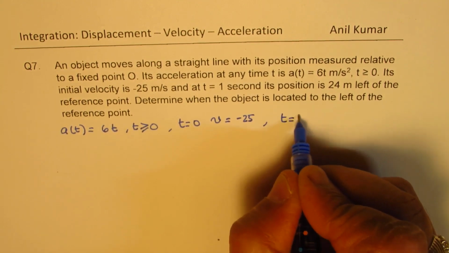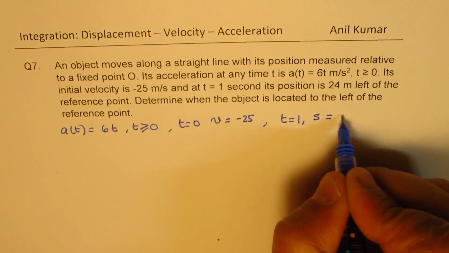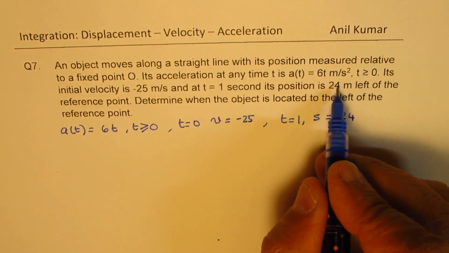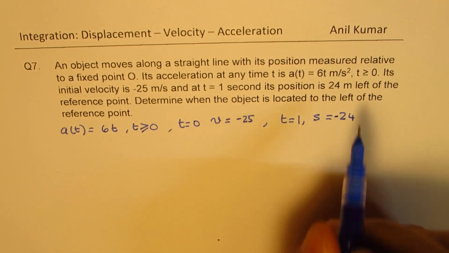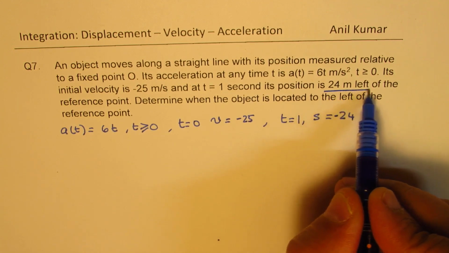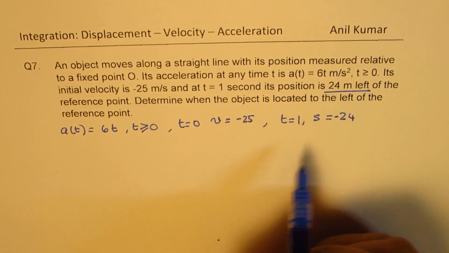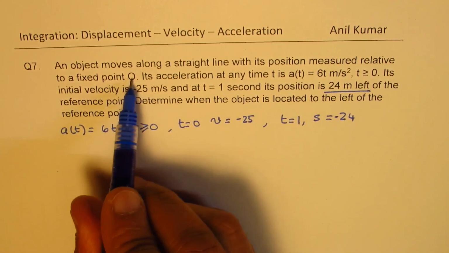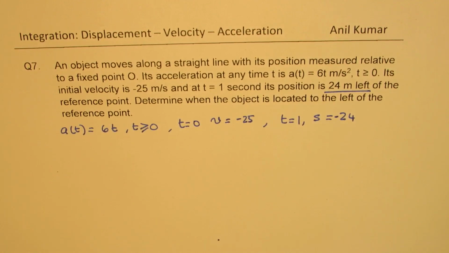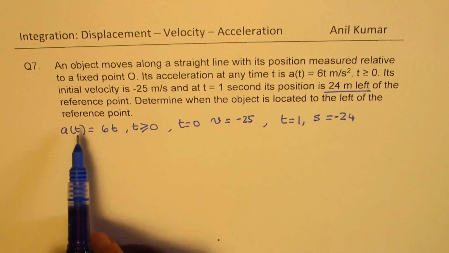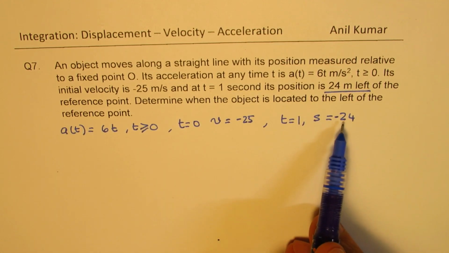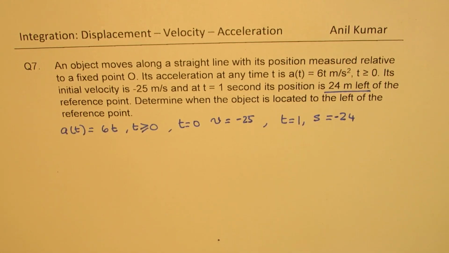And at t equals 1 second, its position is 24. At t equals 1, displacement s is 24 meters left. So it is minus 24, right? It is written 24 meters left, so minus 24 of the reference point, which we are taking as origin. Determine when the object is located to the left of the reference point, right? So this is to the left of the reference point. Okay, so let's try to work it out.